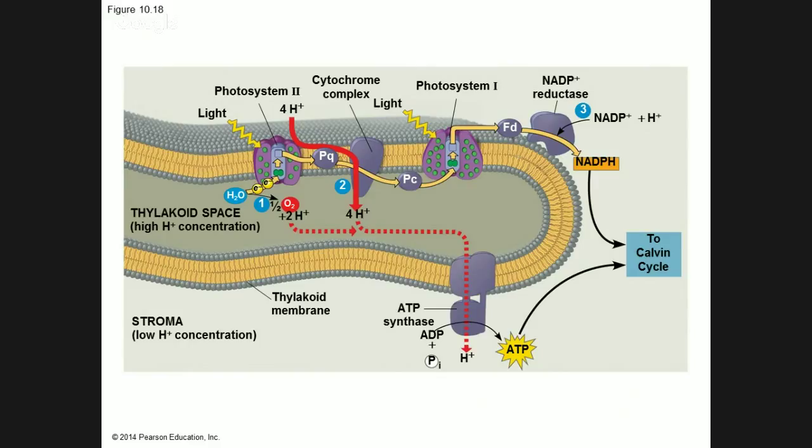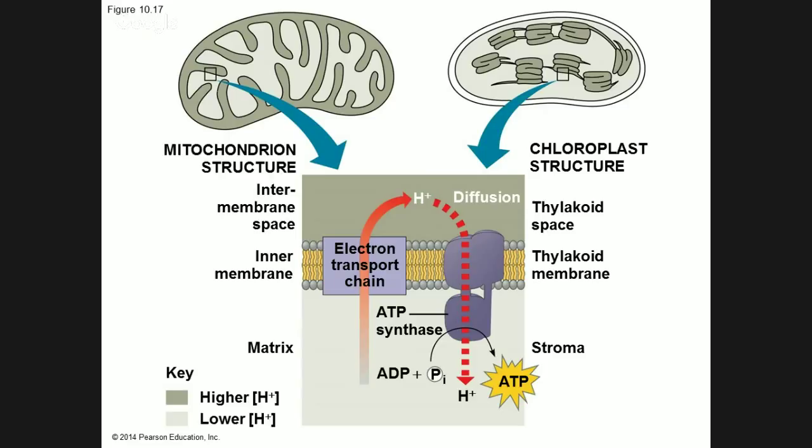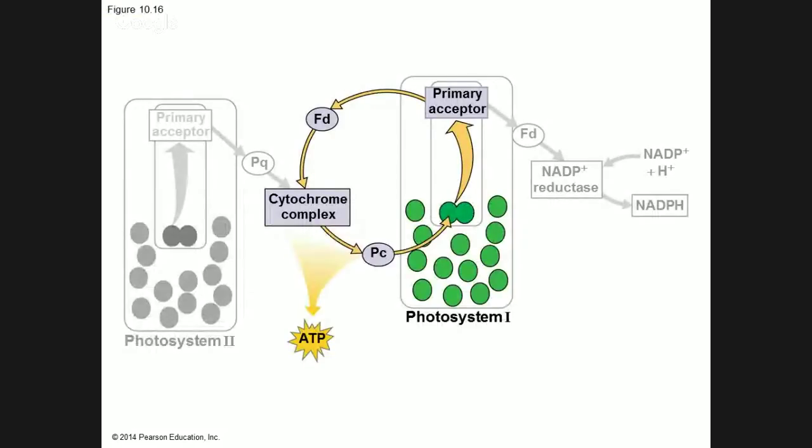And that way we don't make any more of this, and we just make more of a gradient, so we can make more of this. That's called cyclic electron flow, and that's what that picture is showing. Here's the pyridoxine. See that?